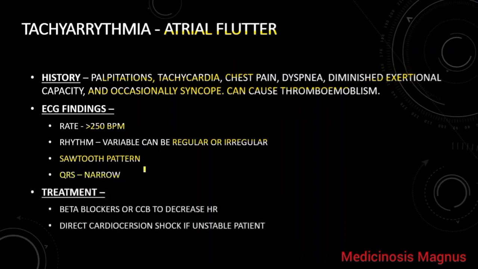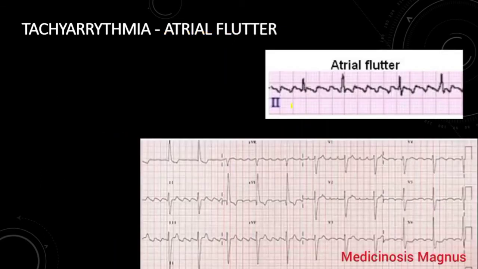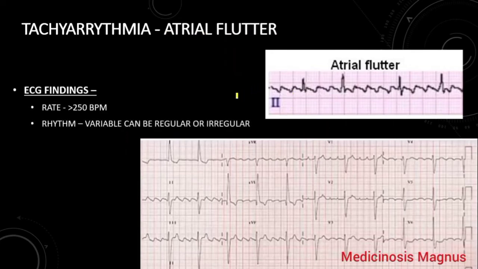The treatment here is again to give beta blockers or calcium channel blockers, and if the patient is unstable, the patient would require a DC shock. The ECG findings in atrial flutter, if you see the heart rate is more than 250, the rhythm can be regular or irregular, and there is this characteristic sawtooth pattern, and again the QRS is narrow.